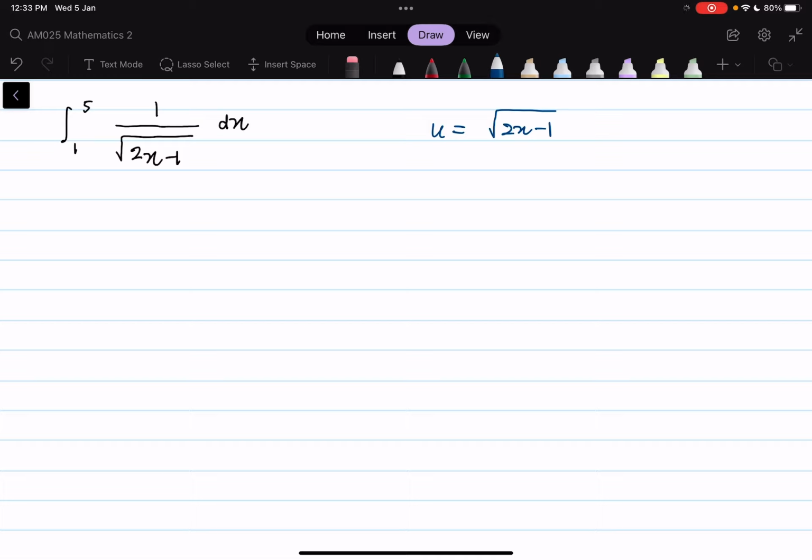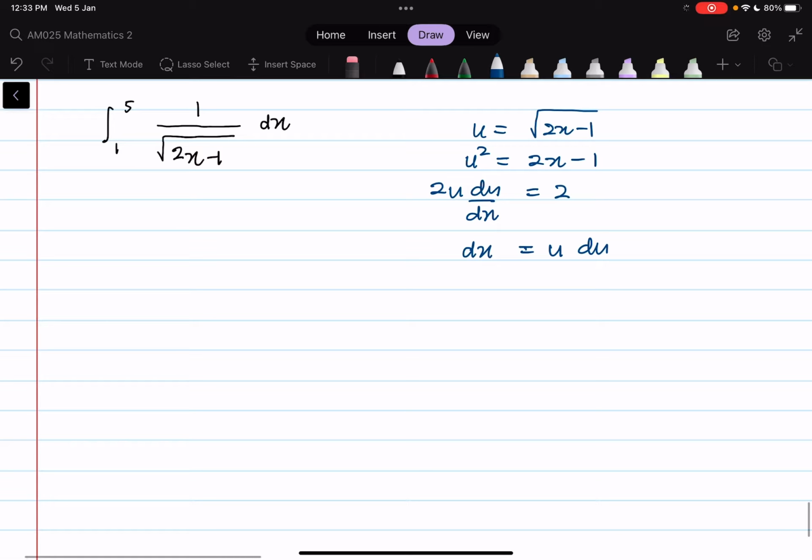Just before we differentiate, let us square both sides first. So u squared equals 2x minus 1. Differentiate with respect to x. We're going to get 2u du/dx equals 2, and dx equals u du.